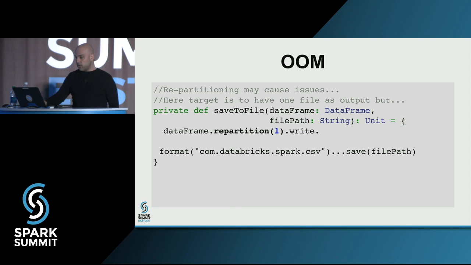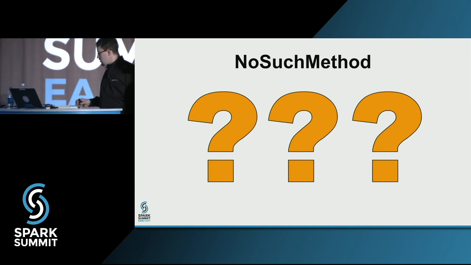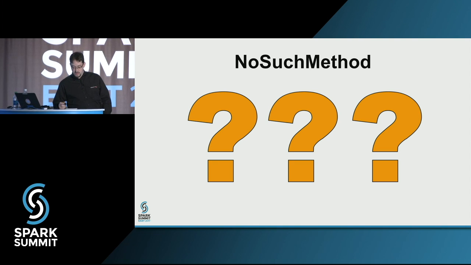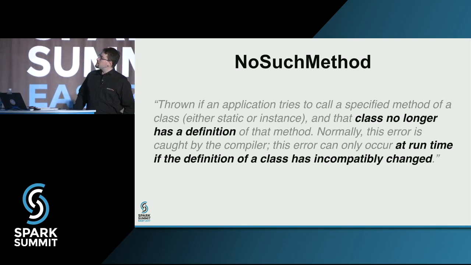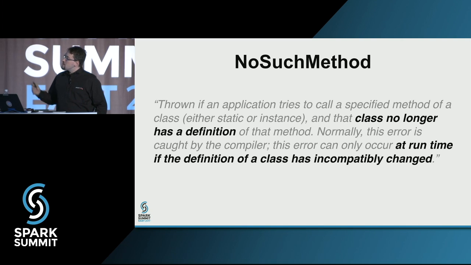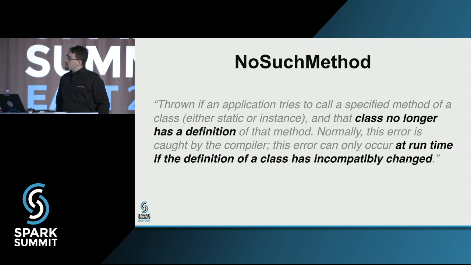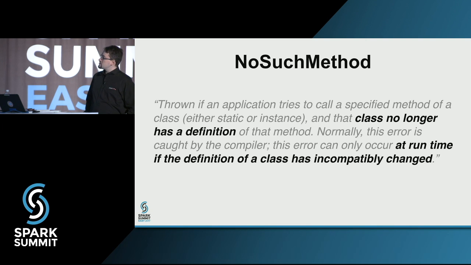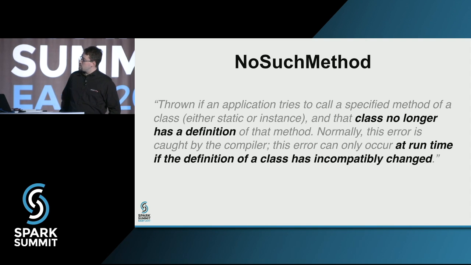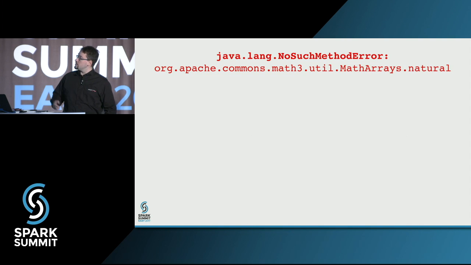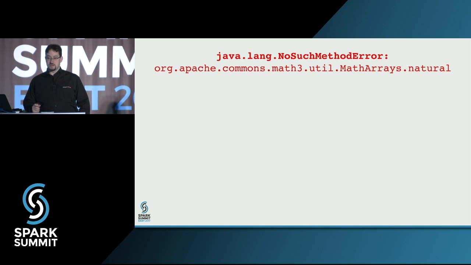For the next thing, I'm going to talk about a case where we had a problem with no such method. The definition here is basically that the class no longer has a definition that you're trying to use. At runtime, if the definition of the class has incompatibly changed, then you'll typically run into this. So let's see a more concrete example. The example that we had is the java.lang.NoSuchMethodError from math3 ArrayUtils natural.